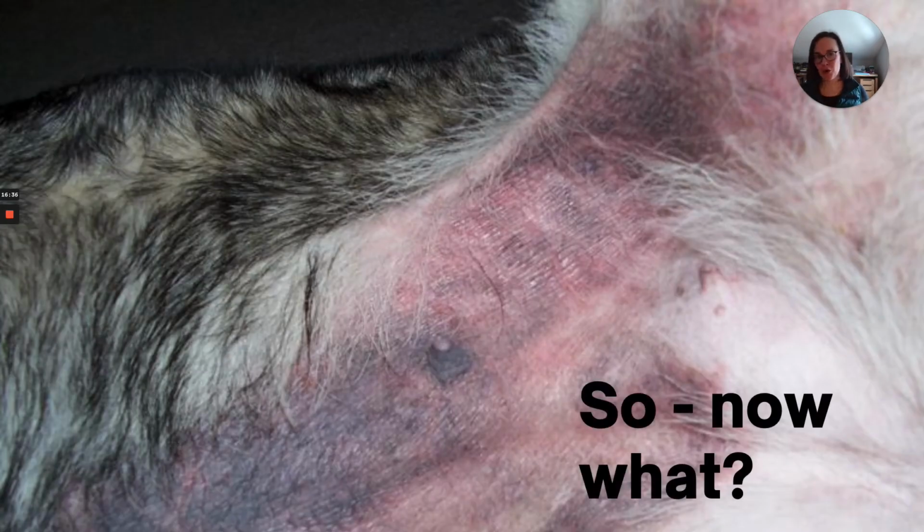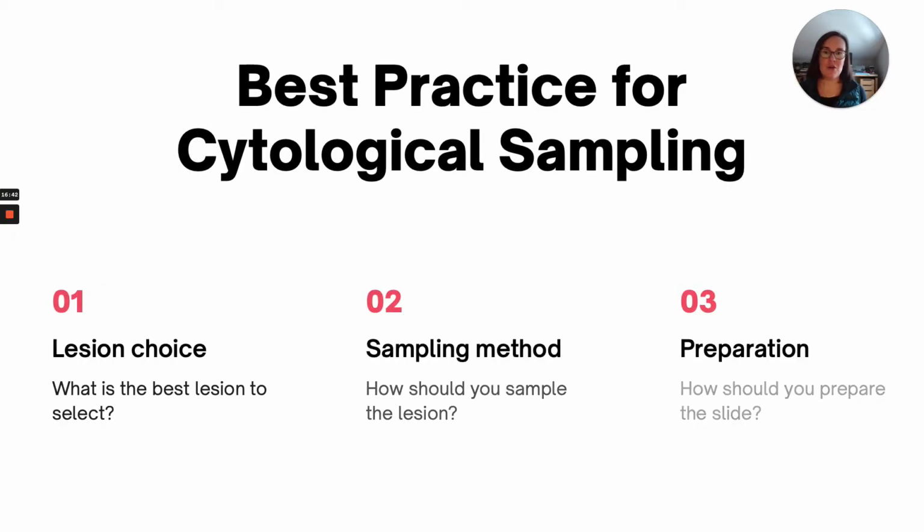So, okay, cool. We have a microscope. We have patients in front of us. Now, what do we do? So we basically have to know that there's a few things that we want to think about when we're thinking about getting cytology samples. We want to make sure that we're picking the best lesions. So when we're looking at our patient, what type of lesions are present overall globally, and what is going to help us help this patient?